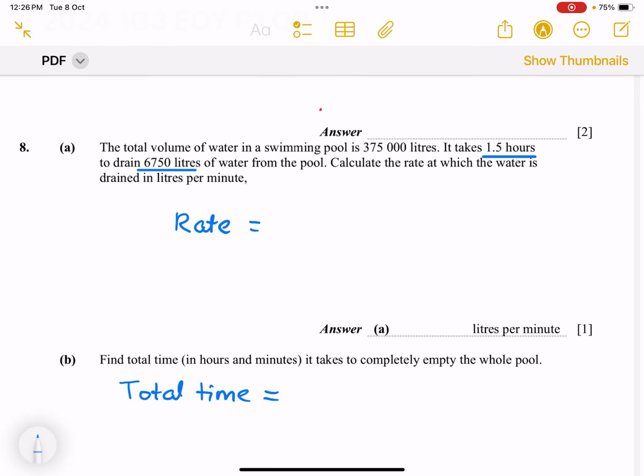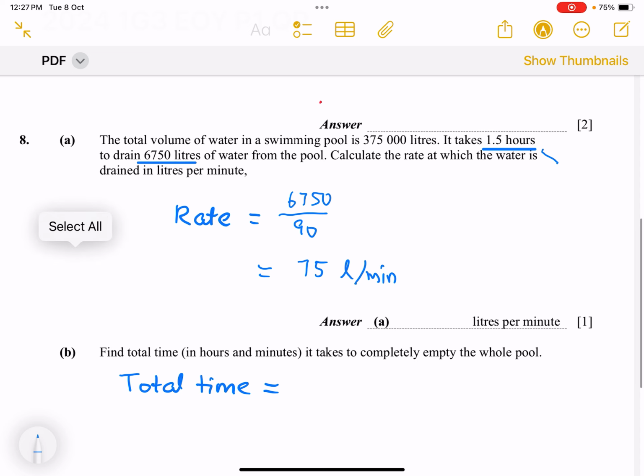The next sum, we have to find the rate of the water. Since it takes 1.5 hours to drain 6750, we can use this to find out the rate, which is in liters per minute. So we need to change the hours to minutes, which is 90 minutes. So it's 6750 divided by 90, which works out to be 75 liters per minute.